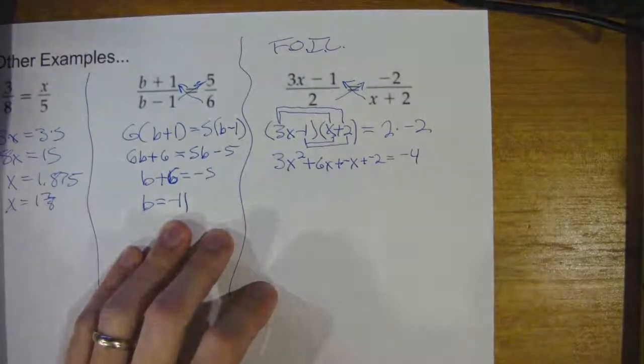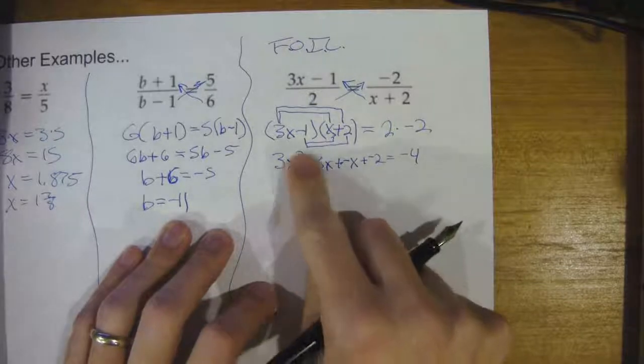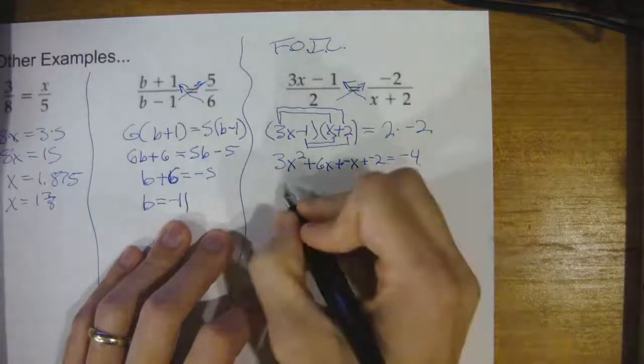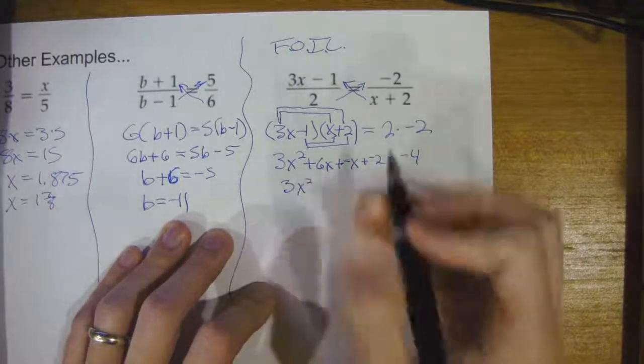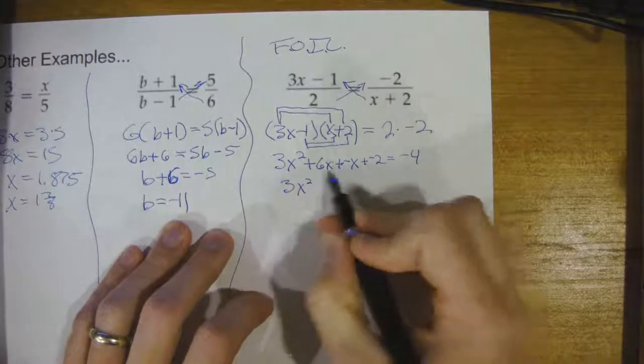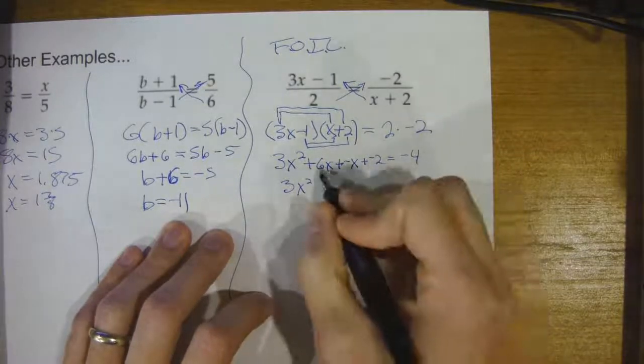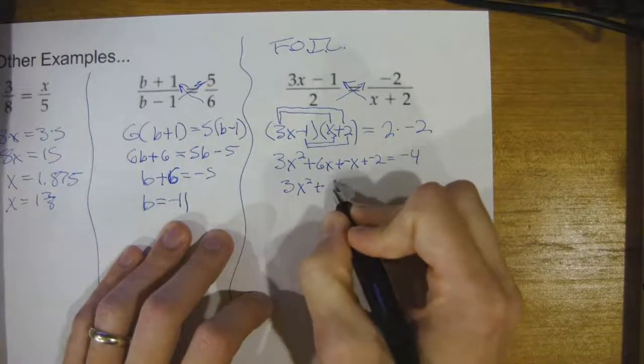Isn't that nice? Notice I've got this 3x squared. Nothing else looks like that, so I'm going to write it down. I've got a 6x and a negative x. Those are like terms, so I can combine those. 6 added to a negative 1 is 5.